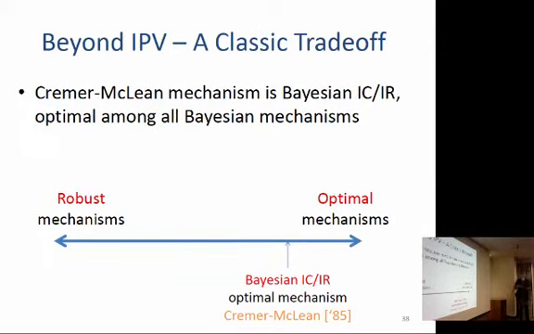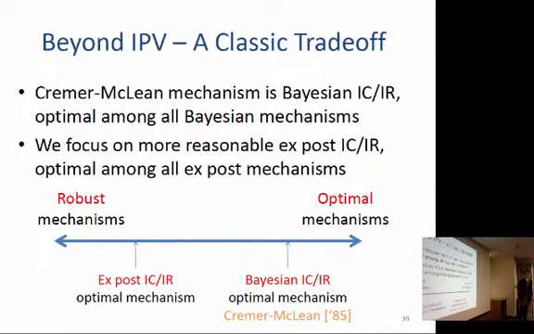So beyond IPV, we start having this classic trade-off. So you should decide if you want perfect optimality, in which case you should use the Cremer-McLean Bayesian IC and IR mechanism, or you want to shift along the axis towards robustness, and then you focus on ex post IC and IR. And that's the solution concept we focus on. First of all, we believe it's more reasonable, for reasons I explained, and I'll also talk about this a little more in the second part of the talk.